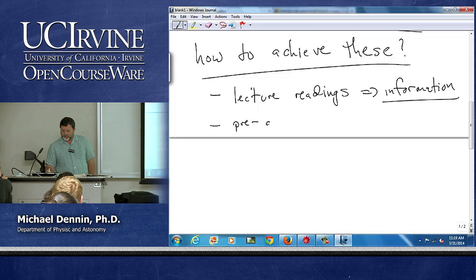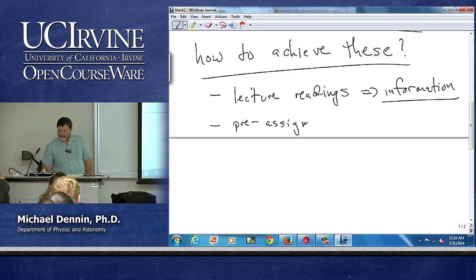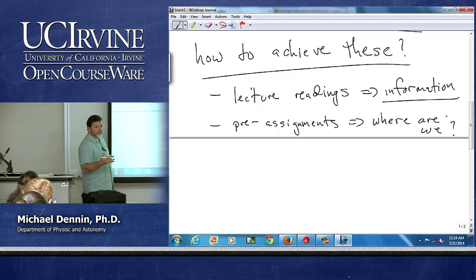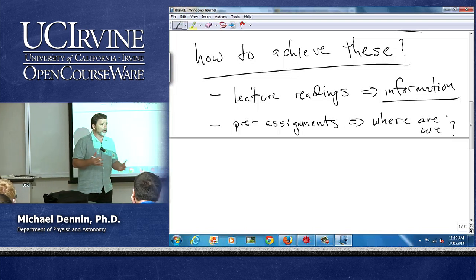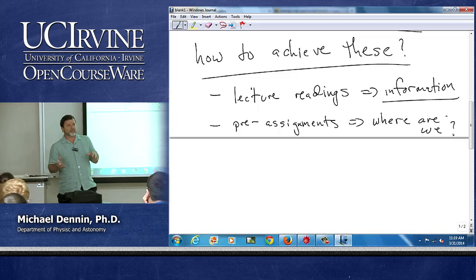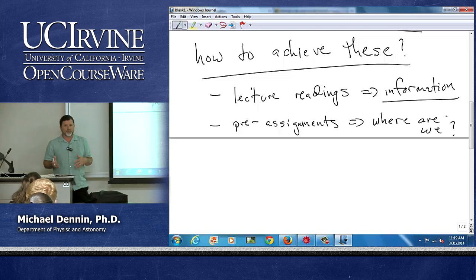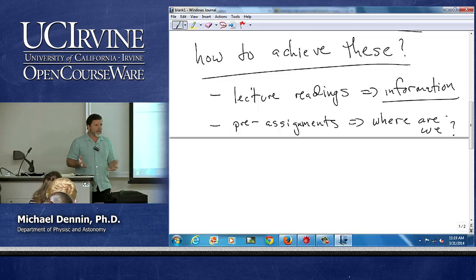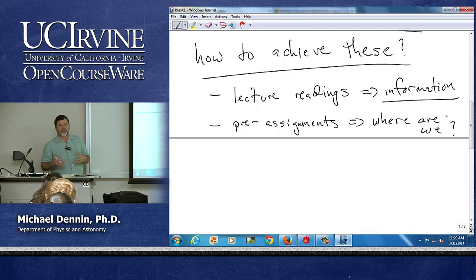The pre-assignments, that's critical for both of us, to figure out where we are in the class. I need to know what it is you know and don't know. So I already know, for instance, by asking you to find the magnitude of 3 plus 4i, that pretty much all of you can do that. We don't have to spend a lot of time on that particular problem.